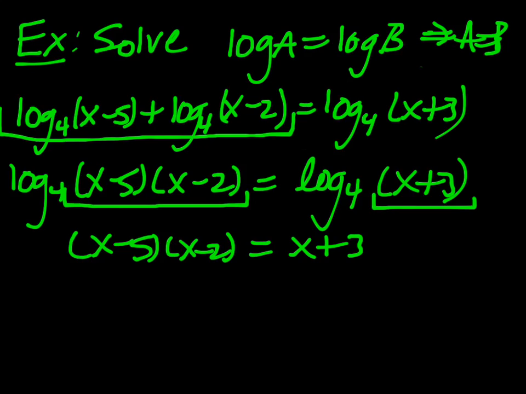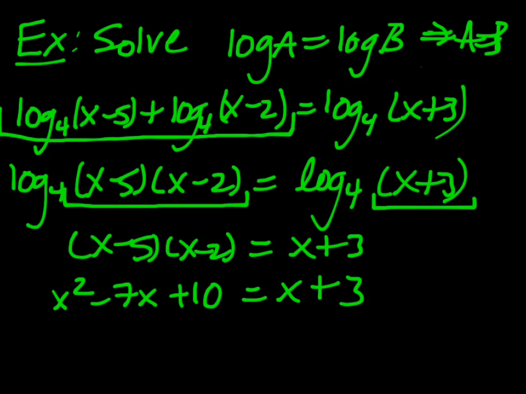Now what we need to do is basically just solve this. We just need to FOIL that out. So that's going to become x squared minus 7x plus 10 is equal to x plus 3. And then when we simplify it, x squared minus 8x plus 7 is equal to 0. So now we need to find a way to solve for that. I'm just going to bring it to a new slide: x squared minus 8x plus 7 is equal to 0.